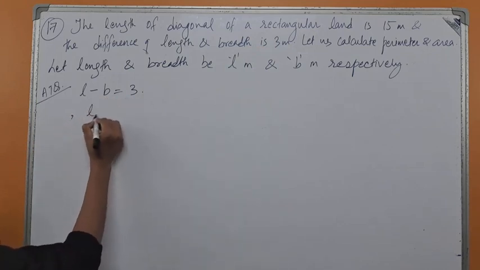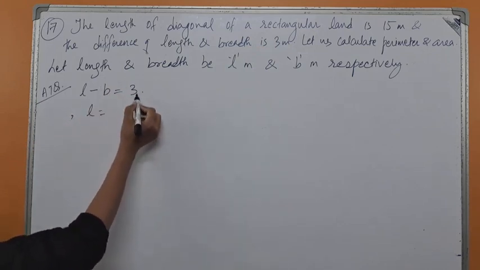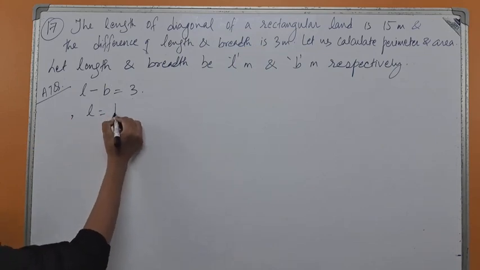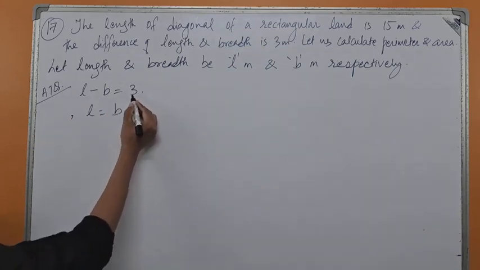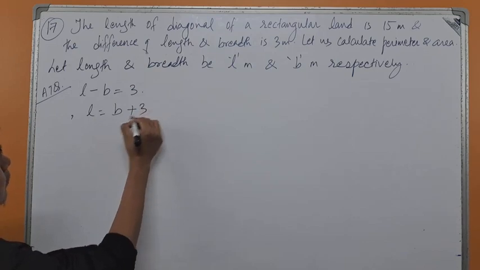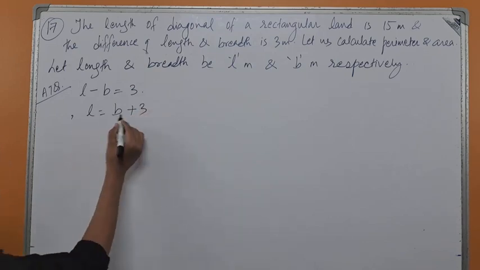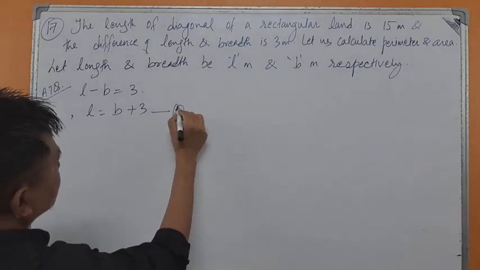Or L equals, we take this minus B to the right-hand side, this minus B becomes plus B, this plus 3 was already in the right-hand side, so we write plus 3. L equals B plus 3. This is equation 1.